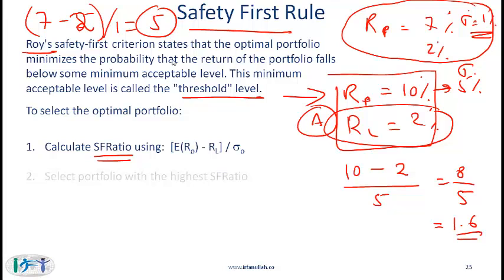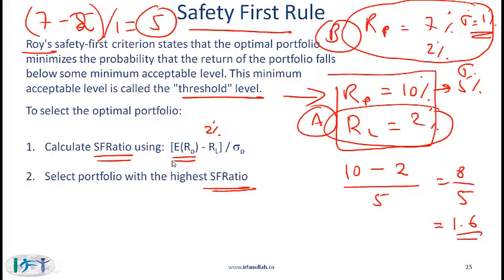In order to pick the safest portfolio, we need to go with the one that has the highest safety first ratio. So between A and B, B has the higher safety first ratio, and that is safer. Just to get the intuition behind this, our threshold level is 2%. So clearly the portfolio with the higher expected return is better because it is giving us a larger buffer relative to the threshold level. However, simply looking at the expected return is not enough. We also need to consider the standard deviation.